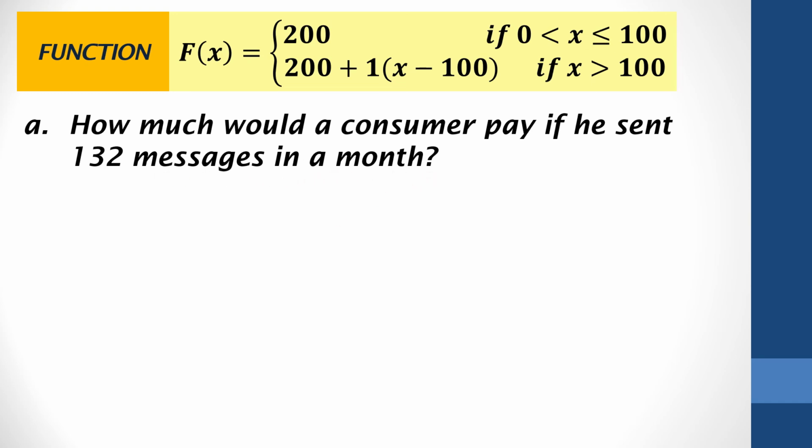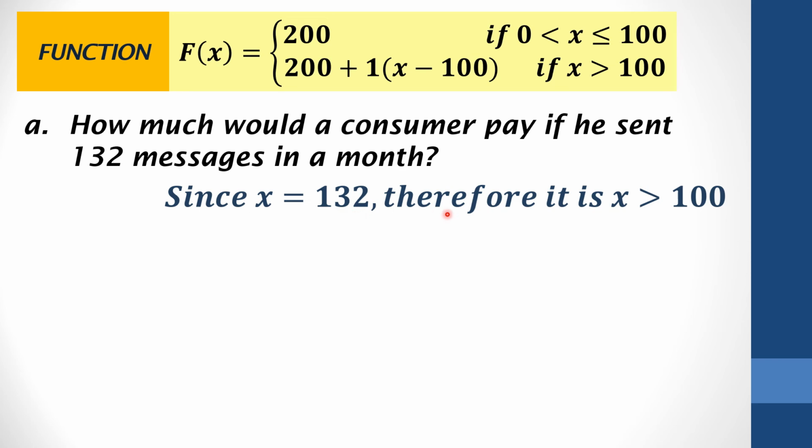So, let us analyze. Okay, since x is equal to 132 and si 132 ay itong number of messages sent in a month and mas malaki po siya sa 100, therefore, x greater than 100. So, ito po yung kondisyon na pasok po yung 132. Therefore, may clue na tayo kung ano yung gagamitin natin na function. Okay, this is the function that we're going to use. f of x equals 200 plus 1 times x minus 100. Para malaman po natin kung magkano po yung babayaran ni consumer kapag nakapag-send po siya ng 132 messages.